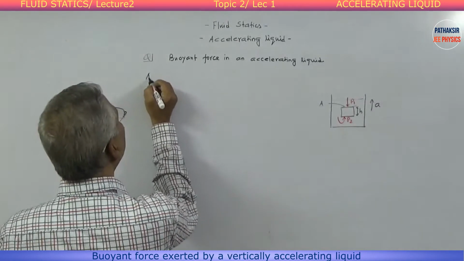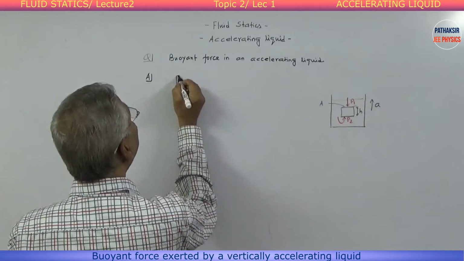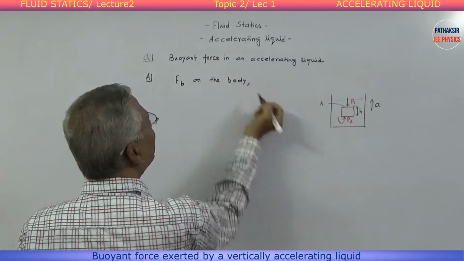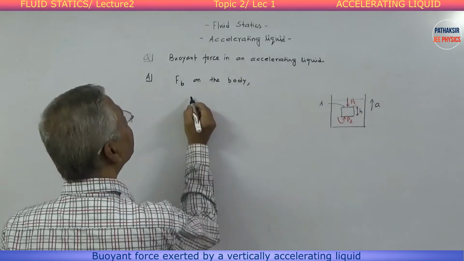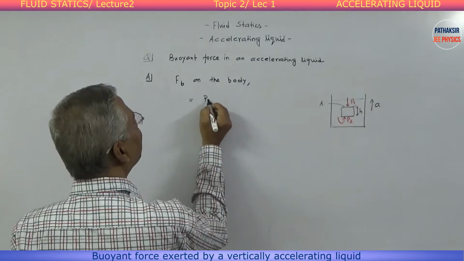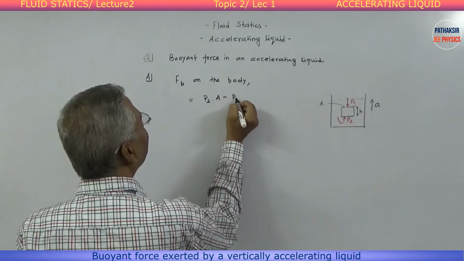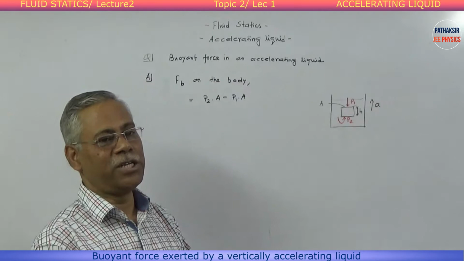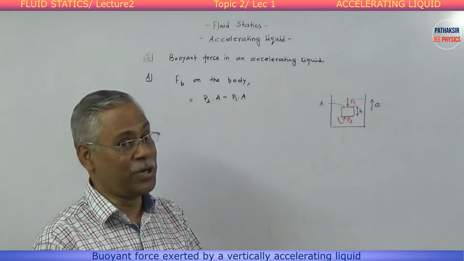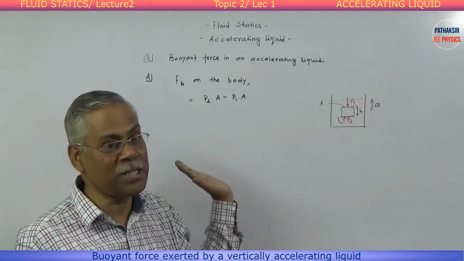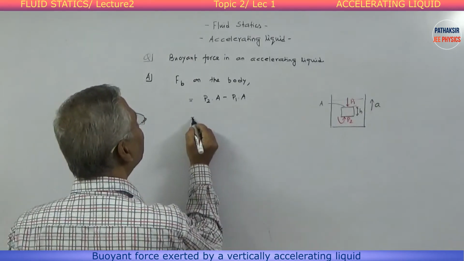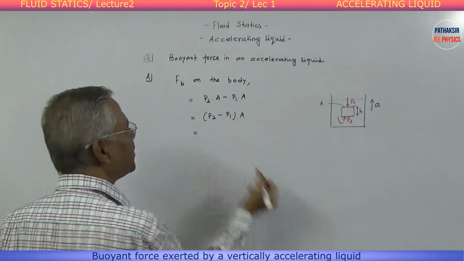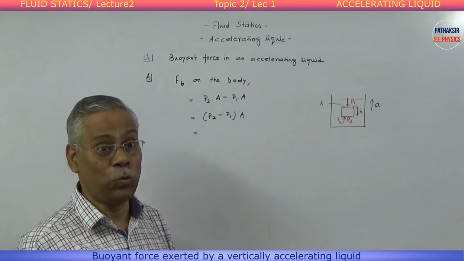So the buoyant force on the body, the buoyant force acting on the body, is equal to P2 into A minus P1 into A. This is the origin of buoyant force. I am using that: P2 into A minus P1 into A equals P2 minus P1 into A. How much is P2?